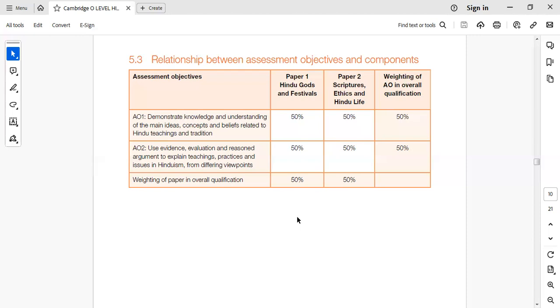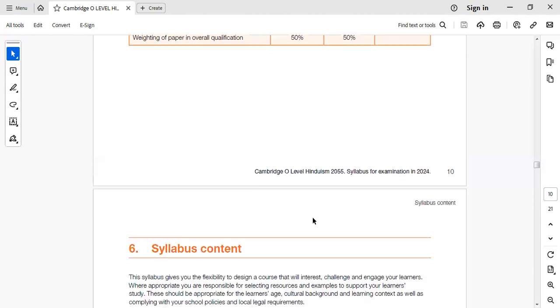You need to justify also. If you are telling me Ram is not a perfect man, you can't just write Ram is not perfect, full stop. No, justify. Why do you say that Ram is not perfect? Maybe you'll say Ram is not perfect because he renounced his wife. That is one justification. So you need to justify whatever you say. So these are the objectives.